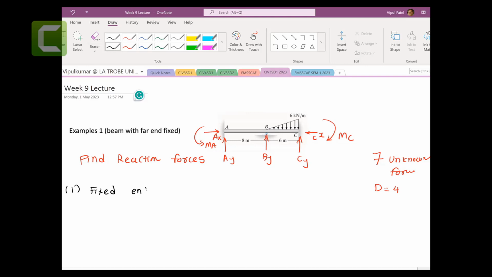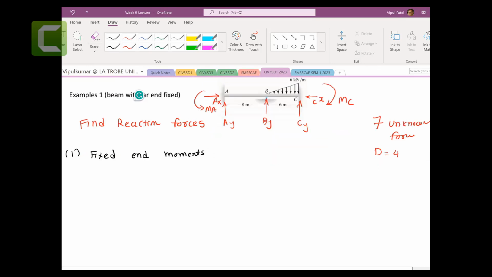Let's calculate the fixed end moments. Now to calculate the fixed end moments, we can draw up the pictures here. So this one, A, is fixed. We make B fixed as well. You can see the internal ones.